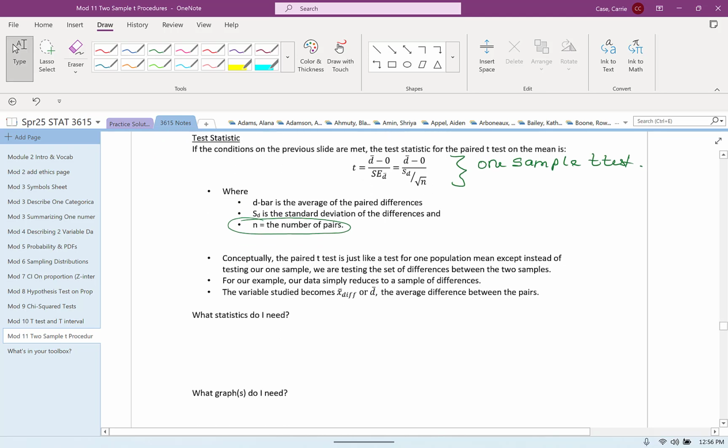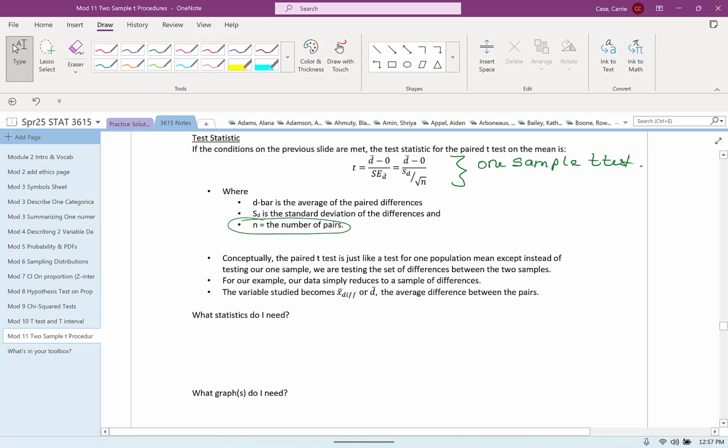Conceptually, the paired t-test is just like a test for one population mean, except in testing our sample, we're testing the set of differences between two samples. For our example, our data simply reduces to the sample of differences. The variable studied becomes x bar of the differences, or d bar. Some books use x bar sub diff or d bar. You can use either one, which is the average difference between the pairs.